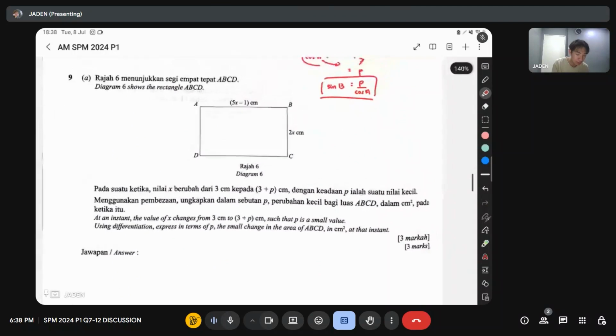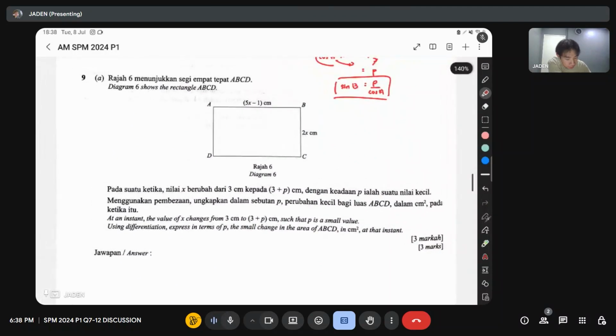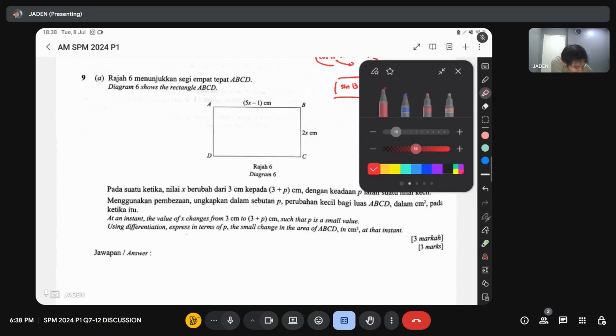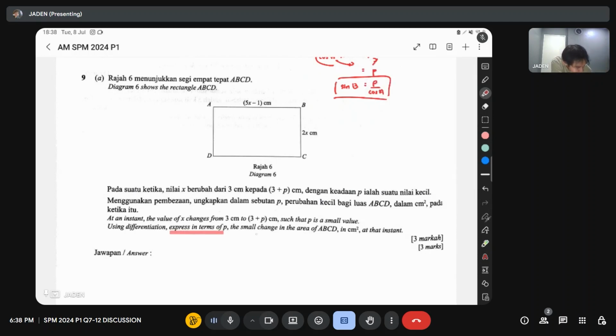Now question 9. Let's tackle the question together. Diagram 6 shows a rectangle ABCD. At an instant, the value of x changes from 3 to 3 plus p, such that p is a small value. Using differentiation, express in terms of p the small change in the area of ABCD in cm squared at that instant.